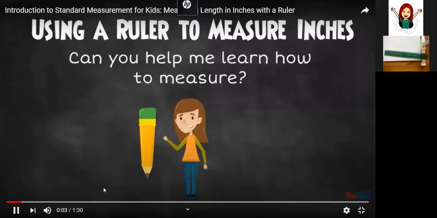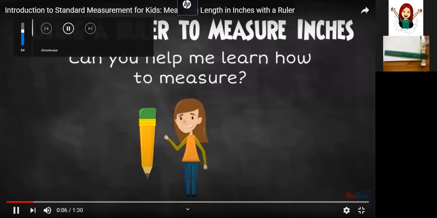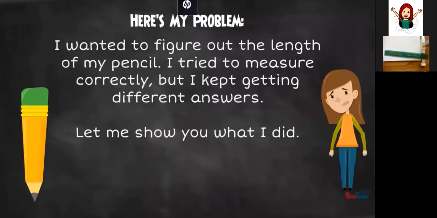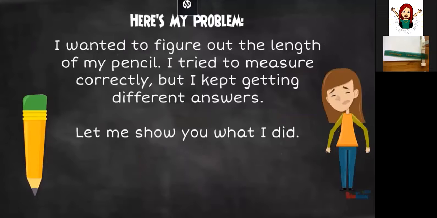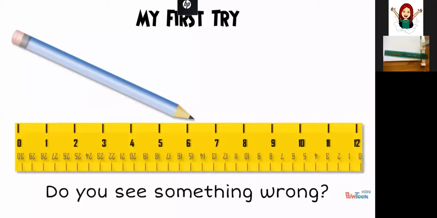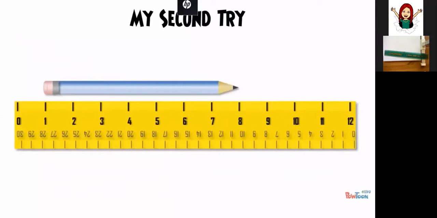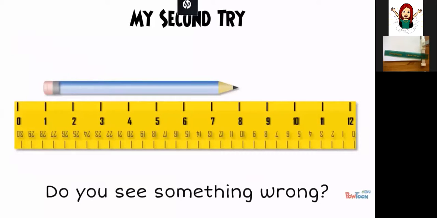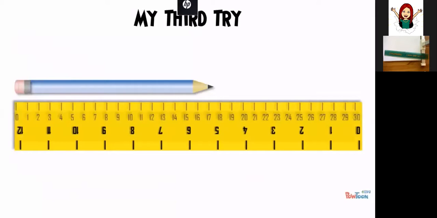Using a ruler to measure inches. Can you help me learn to measure? Here's my problem. I wanted to figure out the length of my pencil. I tried to measure correctly, but I kept getting different answers. Let me show you what I did. My first try, I got 6 inches. Do you see something wrong? My second try, I got 8 inches. Do you see something wrong? On my third try, I got 18 inches. Do you see something wrong?